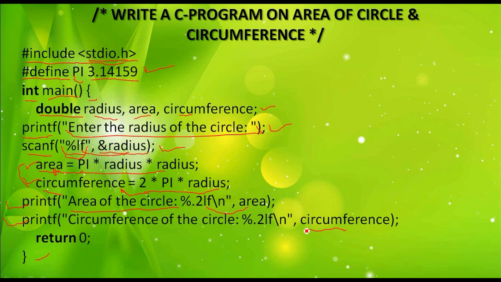So return 0 means this is the end of the program. We are writing return 0 because we return 0 to the main program, stating that it is the end of the program and no more statements are there to execute. This is the meaning of return 0. So it returns 0 to the main program and it stops executing, it stops the program.